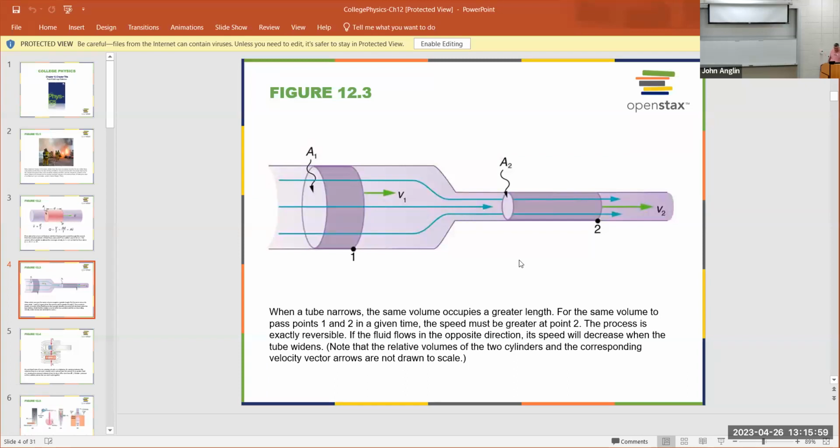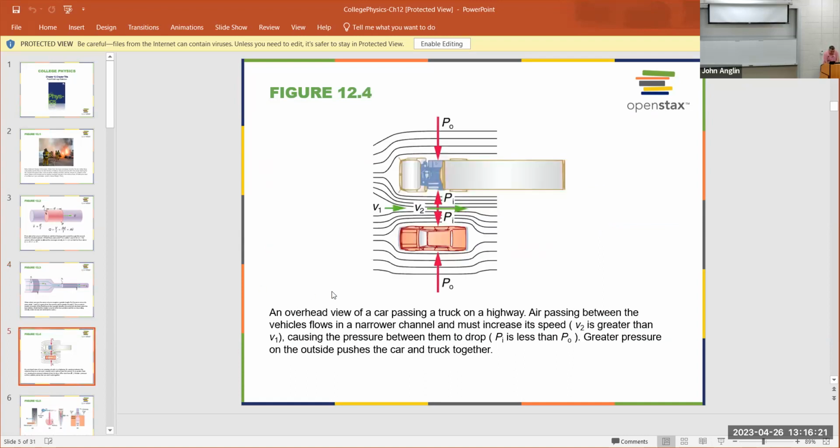This is just a different way of doing Bernoulli that I did the other day. Notice that we have some constriction, we have some area, we have some distance, some velocity, we have a constriction. That means that the area has to change, the distance has to change, velocity has to change. A different application of the Bernoulli principle. You've probably experienced this before.